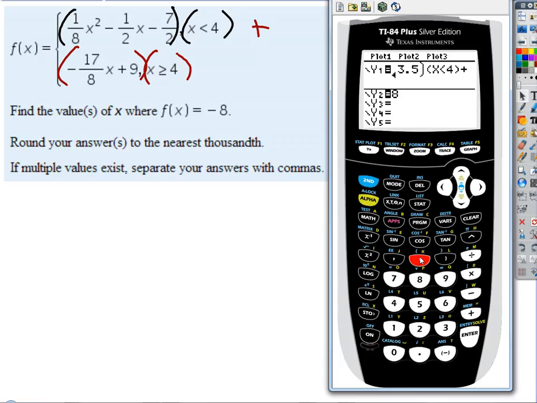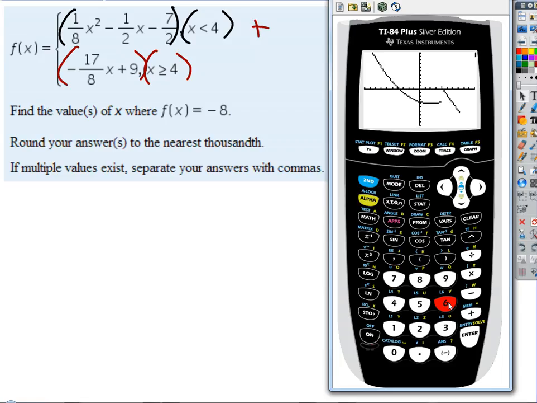In parentheses, now I'm going to do this guy, right? So I go -17/8. I'm just going to make it a decimal to make it quick. That's -2.125 x plus 9. That's a pretty standard one. So next to that, we'll just do x. X is greater than or equal to 4. So second test, 4 greater than or equal to 4. Okay, got it? And then we'll go down and make that a -8, exactly. -8. And then we'll just go zoom 6, how about? Just to kind of reset the screen.